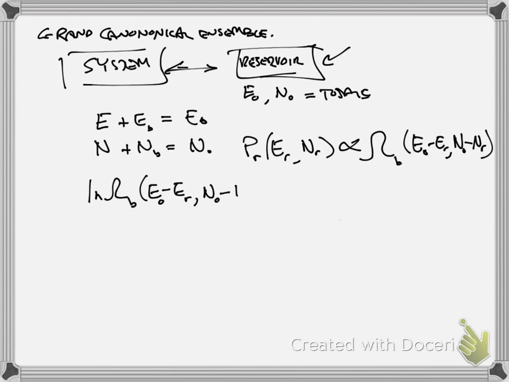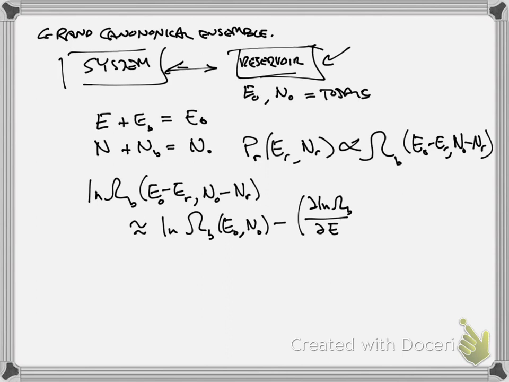But now we're not just going to expand in the energy. We're going to assume omega b is very rapidly varying, by many, many orders of magnitude. So this is going to approximately equal natural log of omega bath with all the energy and particles lying in there. And then we're going to have minus partial log omega bath, partial energy of the bath, times E sub r, which is what we had before, and this is how we ended up deriving the Boltzmann factor. And now we're going to have another term: minus partial log omega of the bath, partial N of the bath, times N sub r, right? So these derivatives are evaluated at E naught and N naught, just because this is just a Taylor expansion.